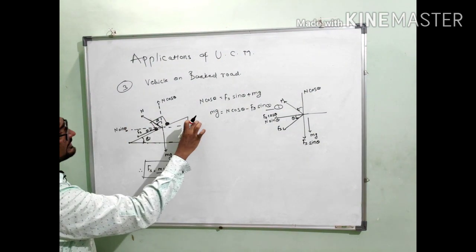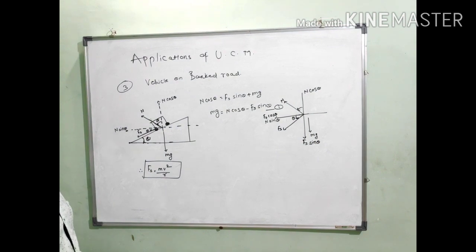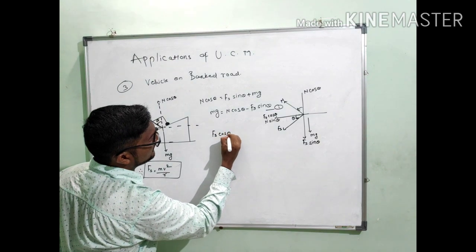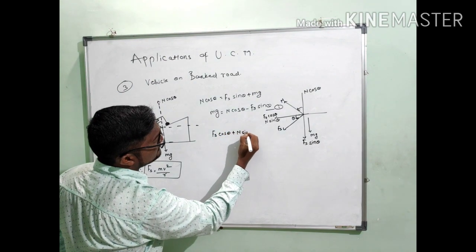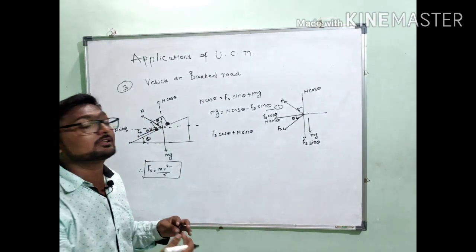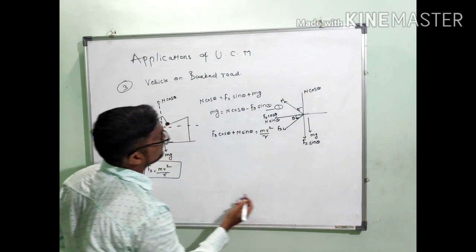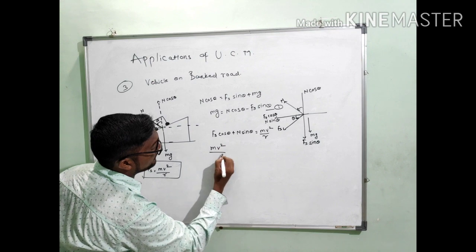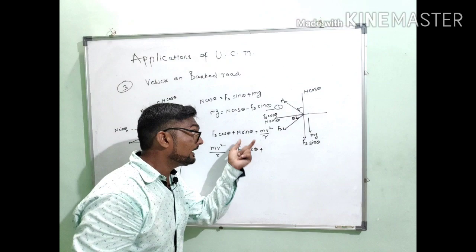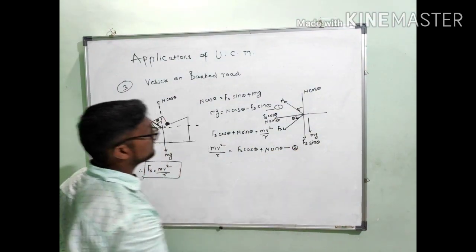Now in the x direction, let us calculate which forces are acting. So Fs cos theta plus N sin theta, which is giving me the centripetal force, that is mv square upon r. So mv square upon r is equal to Fs cos theta plus N sin theta. This is my equation number 2.